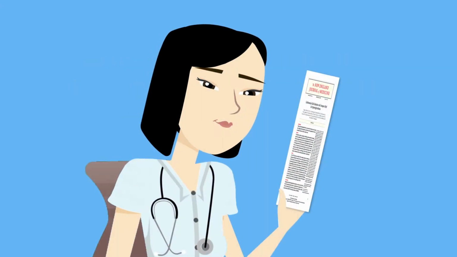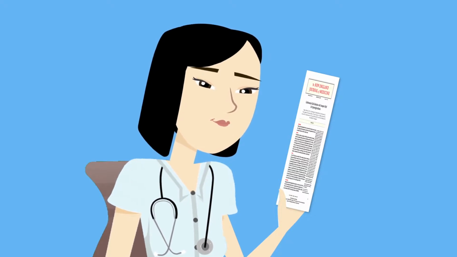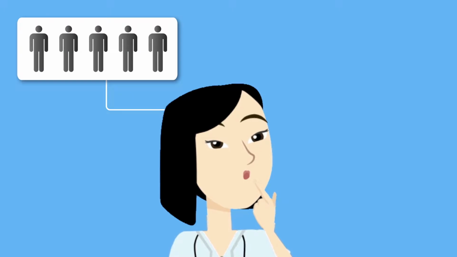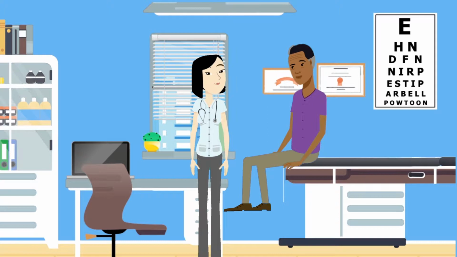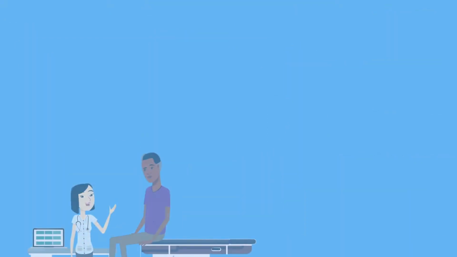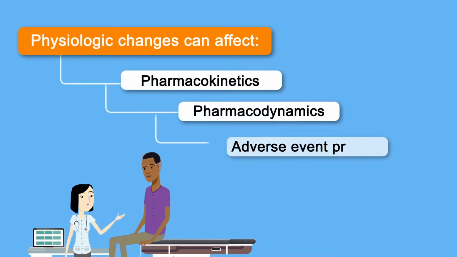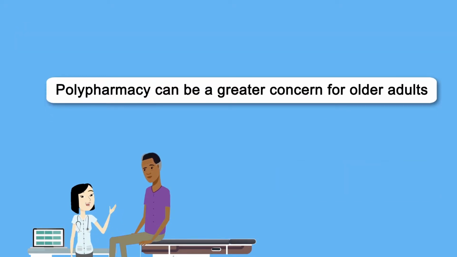Older adults are more likely than younger adults to have multiple chronic conditions such as hypertension, diabetes, cardiovascular disease, arthritis, or neurologic conditions, and are more likely than younger adults to require several medications to manage their conditions. Deciding on the right treatments for an older adult can be complicated for many reasons. These include physiologic changes that can affect pharmacokinetics, pharmacodynamics, adverse event profiles, as well as drug interactions. Polypharmacy is also often a concern for older adults.